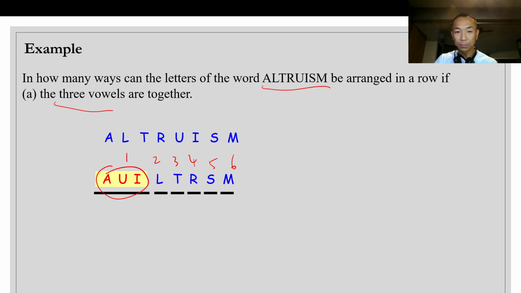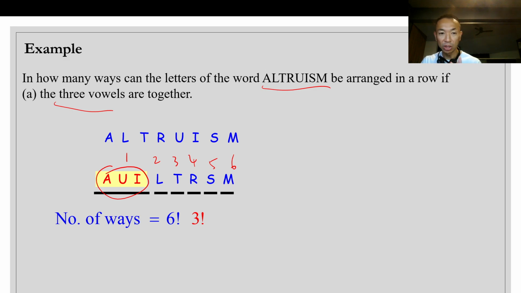So therefore, number of ways must be 6 factorial because you can arrange 6 groups, right? Times 3 factorial because the A, U, I is not just in this order, it can be in U, A, I, A, I, U, etc. How many ways can you arrange 3 units? Then it must be multiplied by 3 factorial. Multiply because you are doing it in succession. So therefore it's 4320.